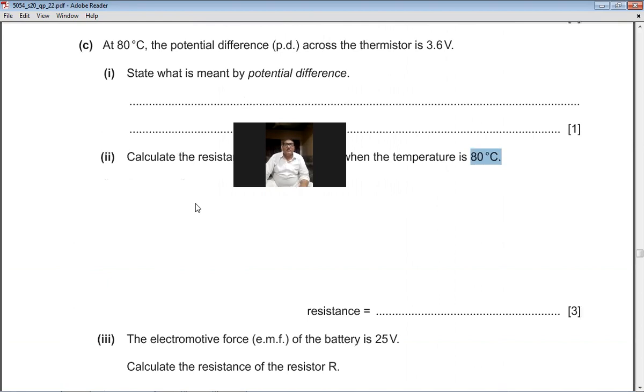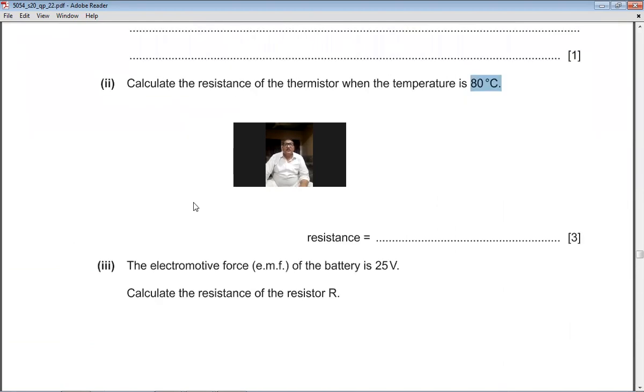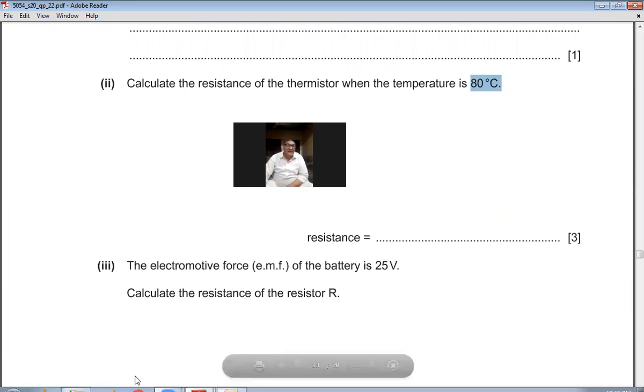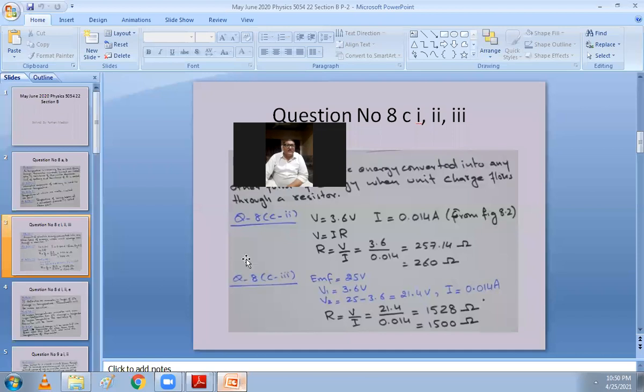Let's go back to that question. So here is that question: calculate the resistance of the thermistor when the temperature is 80 degrees centigrade. It's a 3-mark numerical, a very easy numerical. So let me show you how I have done this.